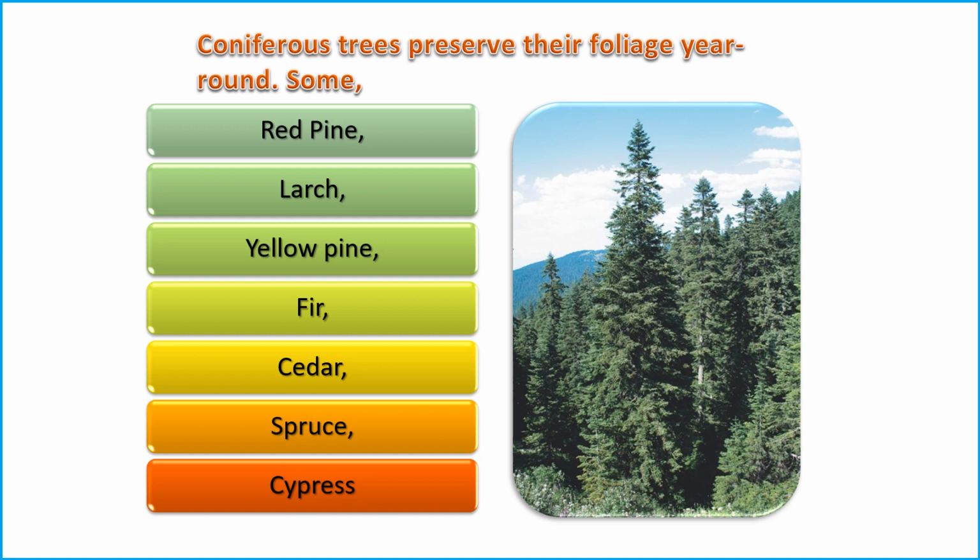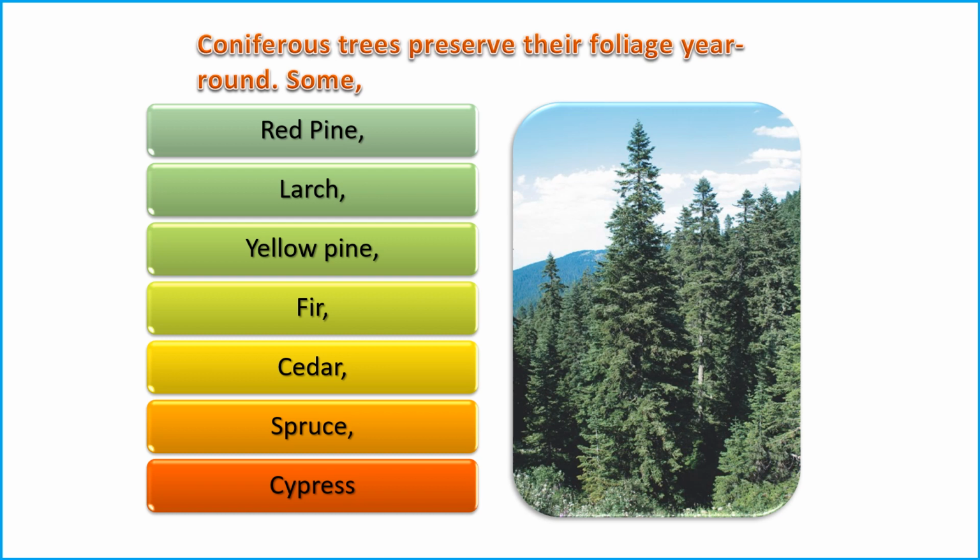4. Cedar. Cedar trees belong to the cypress family. They are known for their aromatic wood and scale-like leaves. The term cedar is used for various coniferous trees, including true cedars and other species like red cedar and white cedar. 5. Spruce. Spruce trees are easily recognizable by their sharp, four-sided needles. They typically have a conical shape and are commonly used as Christmas trees.